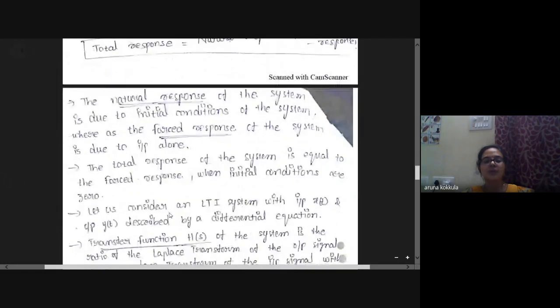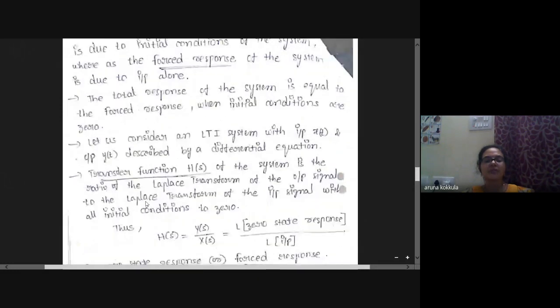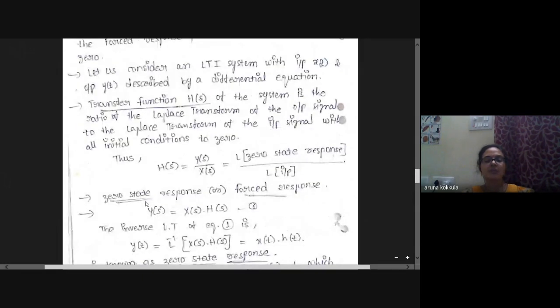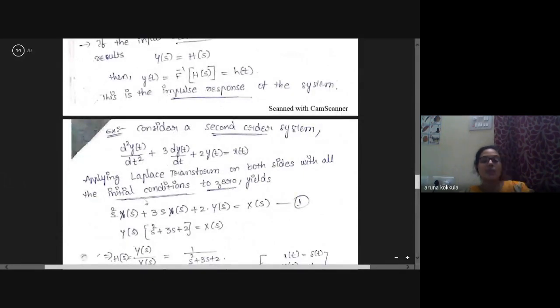So consider an LTI system with input x of t and output y of t described by a differential equation. Then the transfer function H of s is the Laplace transform of the output divided by the Laplace transform of the input. By applying the inverse Laplace transform, h of t is the impulse response of the given system. Consider a second order system given by d square y of t by dt square plus 3 into dy of t by dt plus 2 into y of t is equal to x of t.